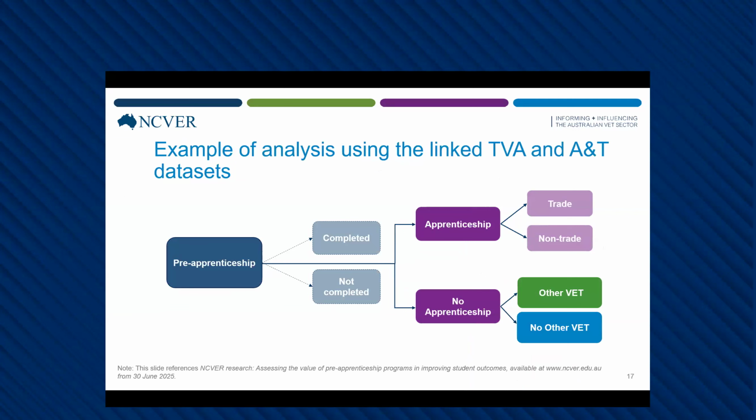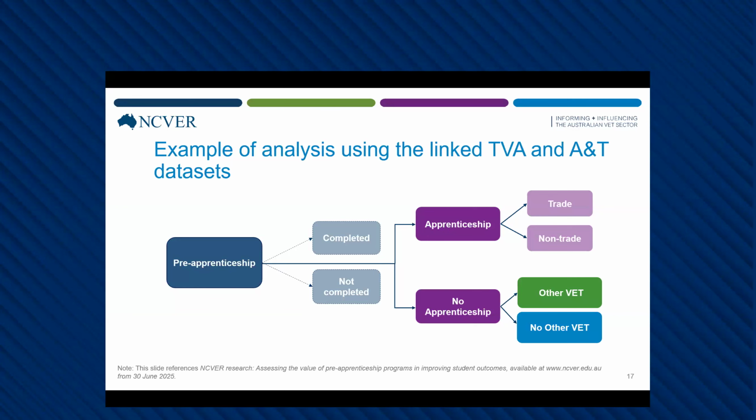So NCVER is currently working on a project that explores the linked data sets to assess the value of pre-apprenticeships in delivering improved apprenticeship outcomes, such as an apprenticeship completion and also retention in the apprenticeship. So the figure in this slide illustrates the potential VET pathways for pre-apprenticeship students.